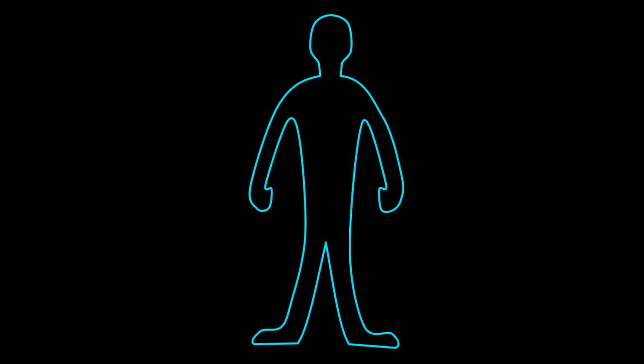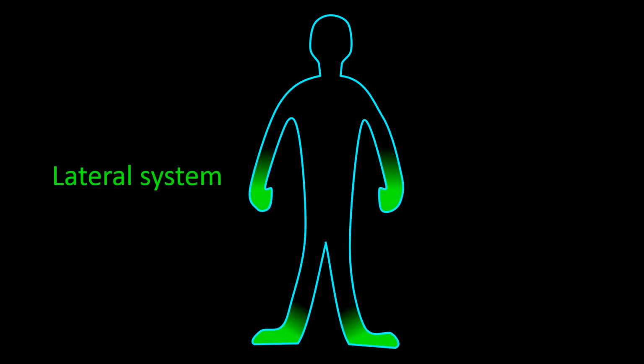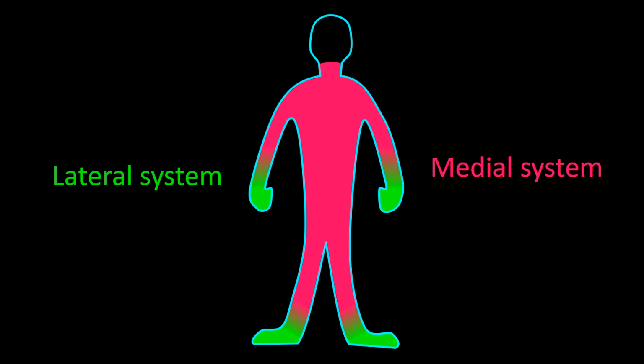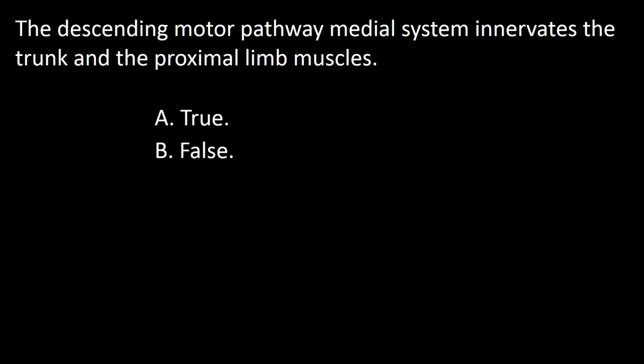There are two descending motor pathway systems. The lateral descending motor pathway system that innervates the distal muscles of the limbs, and the medial descending motor pathway system that innervates the proximal limb muscles and the axial musculature. So the answer to this question is A.